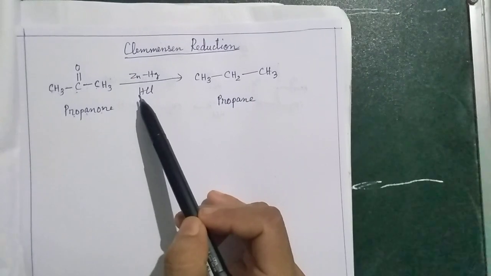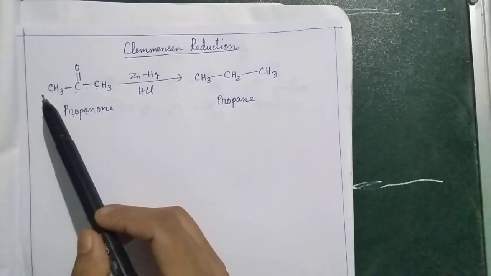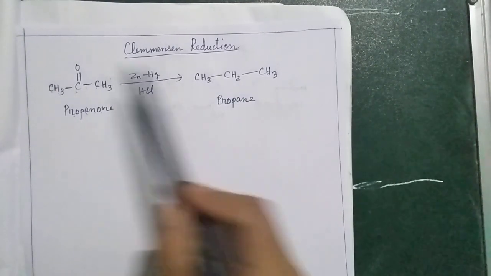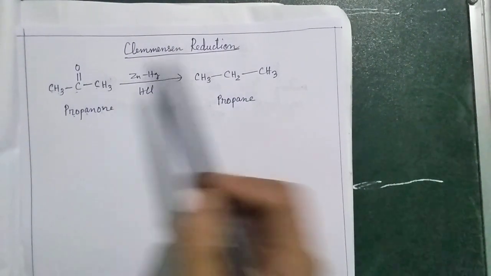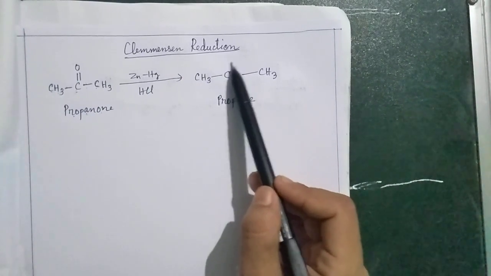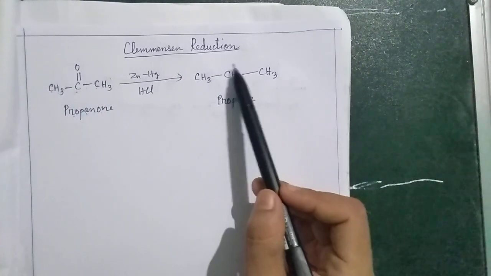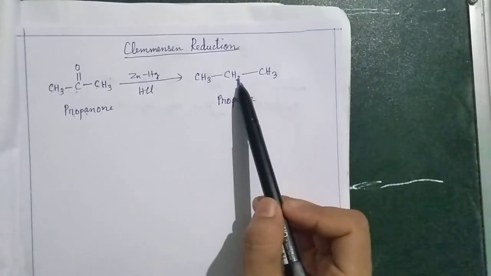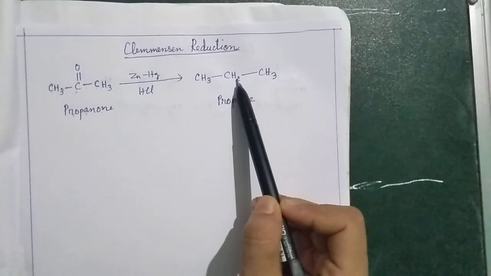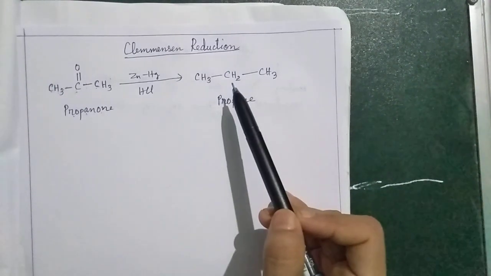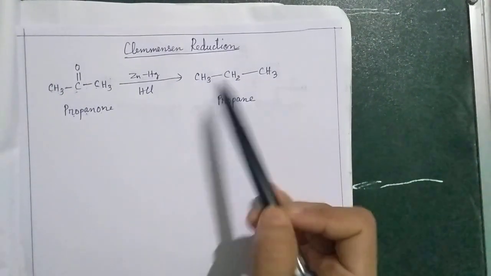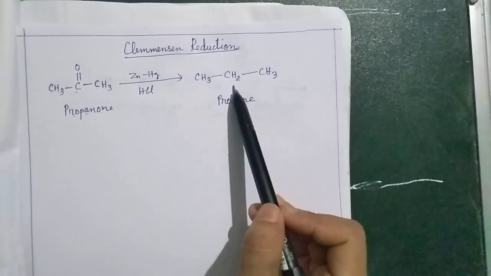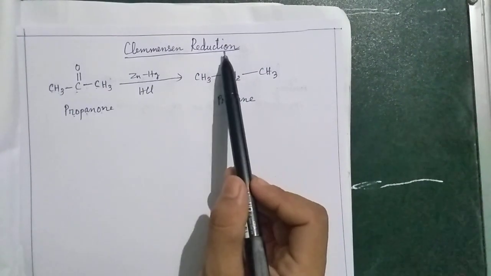So whenever you study any reaction, always compare the changes. We started with propanone, and what changes came here? There is oxygen, but in the product there is no oxygen; the oxygen has been removed. We have removed oxygen by replacing it with 2 hydrogen. What we know is that removal of oxygen is called reduction, or addition of hydrogen is also called reduction. So this is reduction, and the name of this reduction is called Clemmensen reduction.